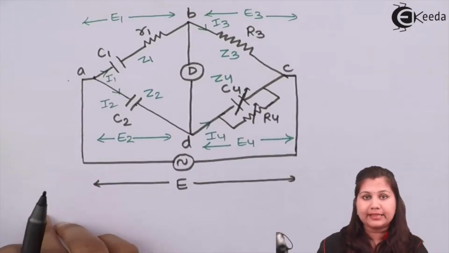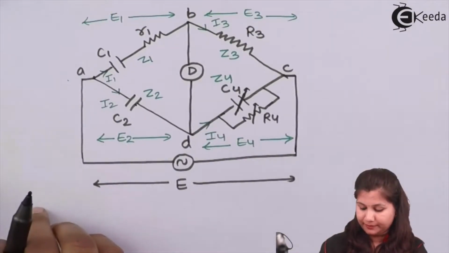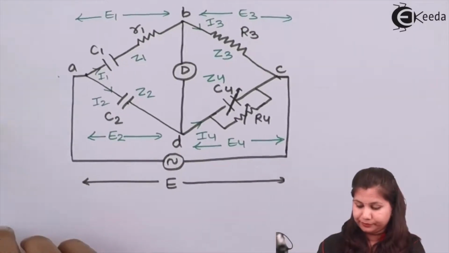So let's see what the configuration of this Schering bridge is, and how we can get the value of the impedances Z1, Z2, Z3 and Z4.